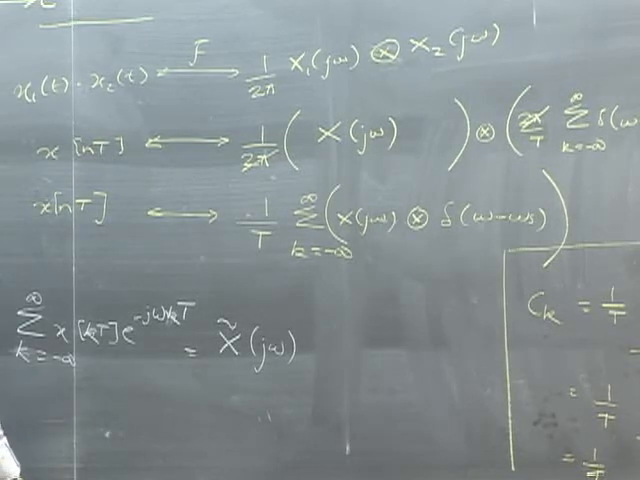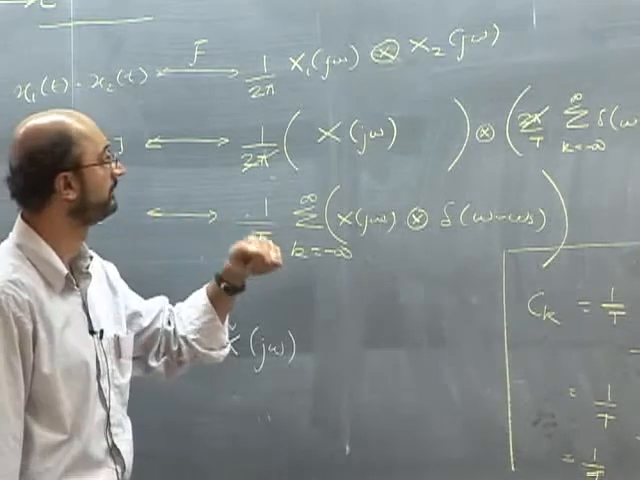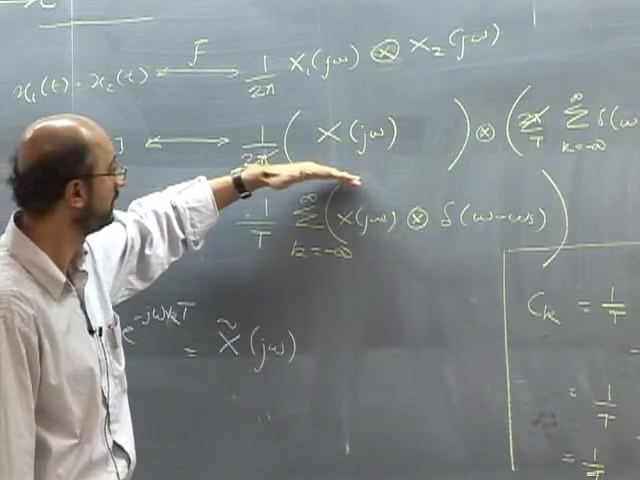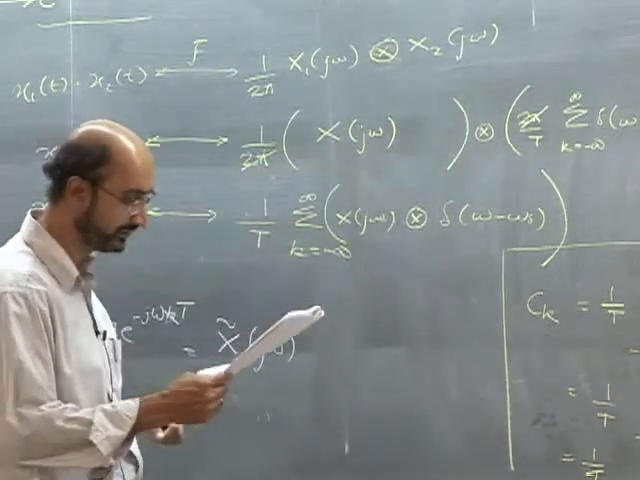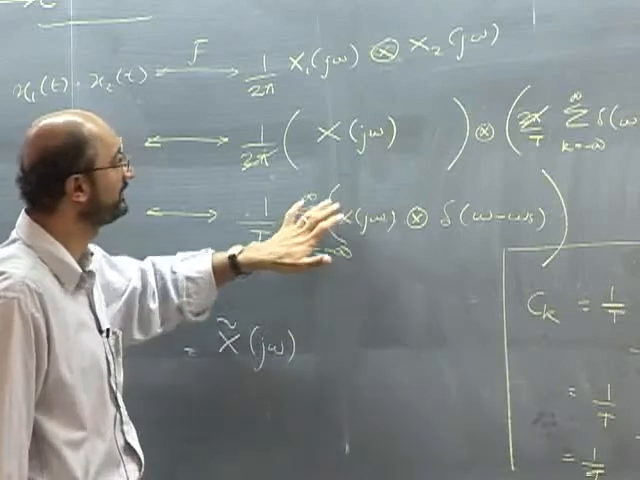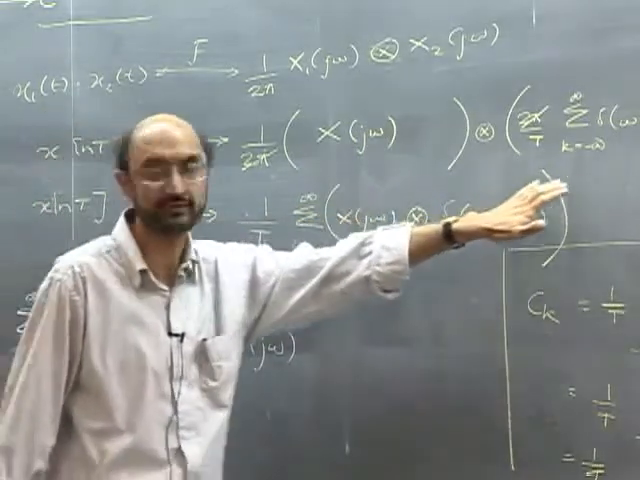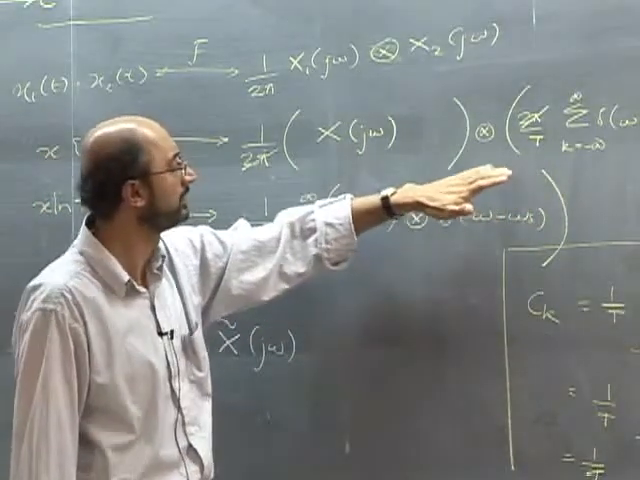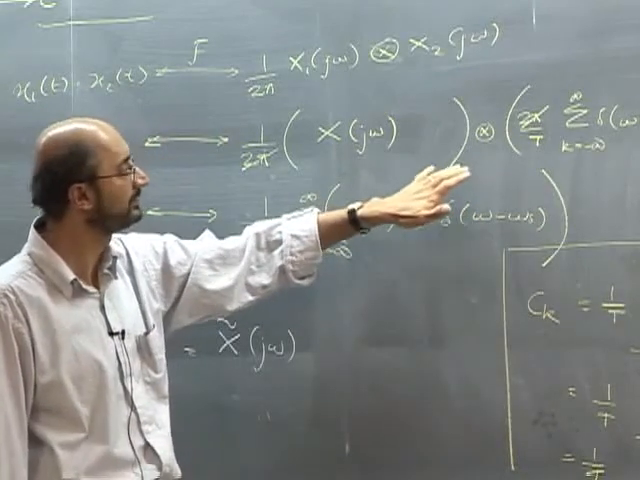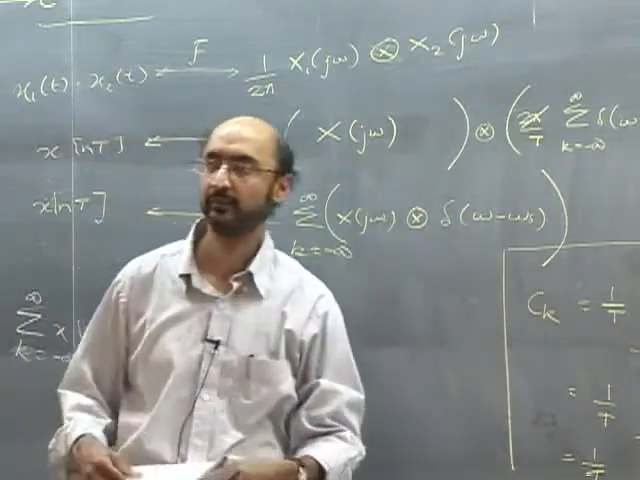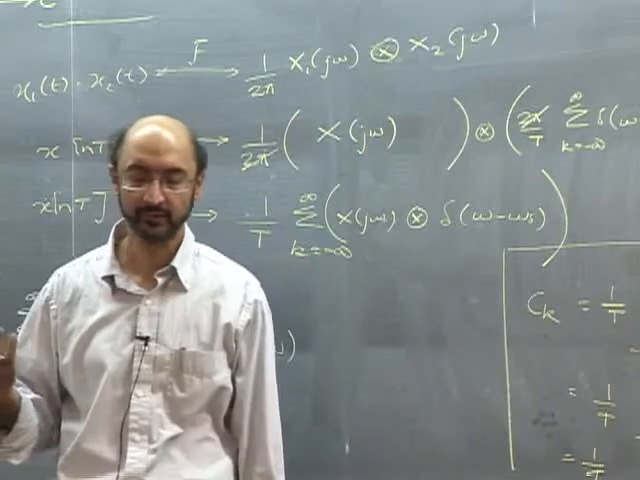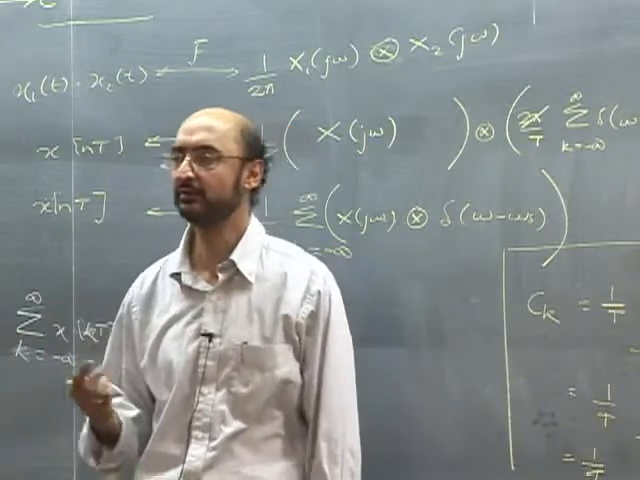Why? How can I move the infinite sum out of the convolution? Okay, so basically we're convolving. Yeah, that's a good question. Let's think about it for a moment. So basically we're convolving a bunch of deltas, right? I'm not going to prove it to you, I'm going to tell you intuitively what's going on.